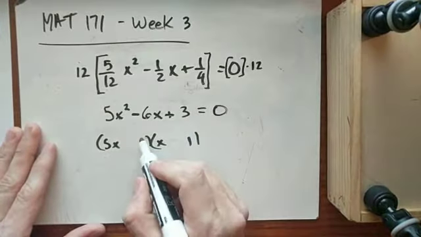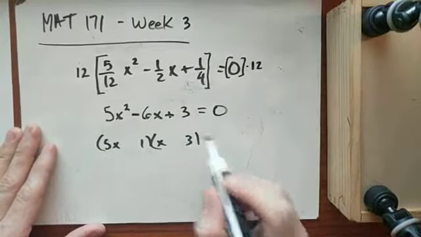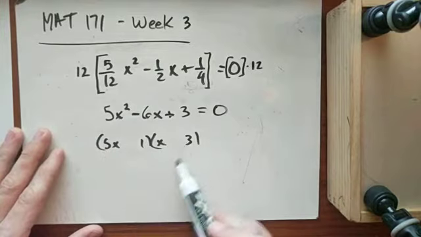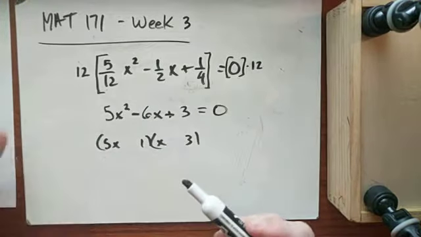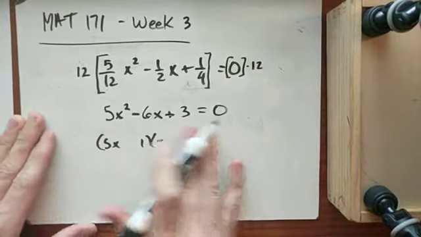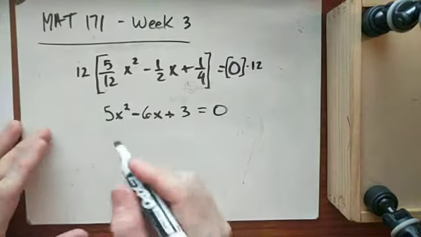And you might say, okay, well, what if I put the 1 there and the 3 there? Still doesn't work out. Here you have 15x and here you have 1x. So this just doesn't factor, and therefore we need to use the quadratic formula.